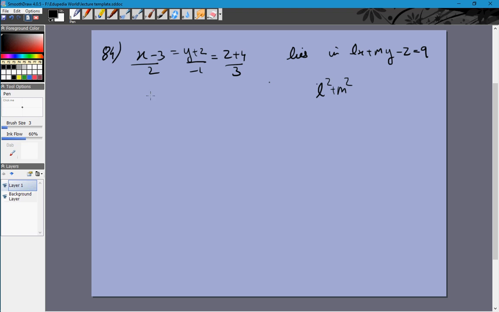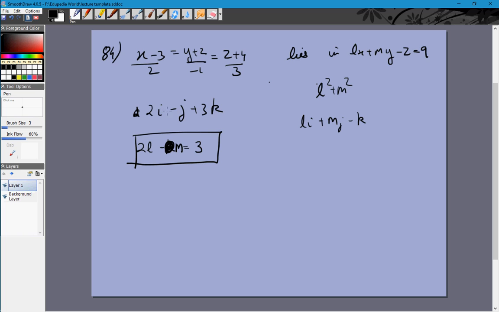So the direction vector of this line will be 2i minus j plus 3k, and the direction perpendicular to this plane will be li plus mj minus k. If the line lies in the plane, then the direction along this line should be perpendicular to the normal vector. From that we get 2l minus m minus 3 is equal to 0, or 2l minus m is equal to 3. So this is the first equation. If we can find another equation, we can get the values of l and m.